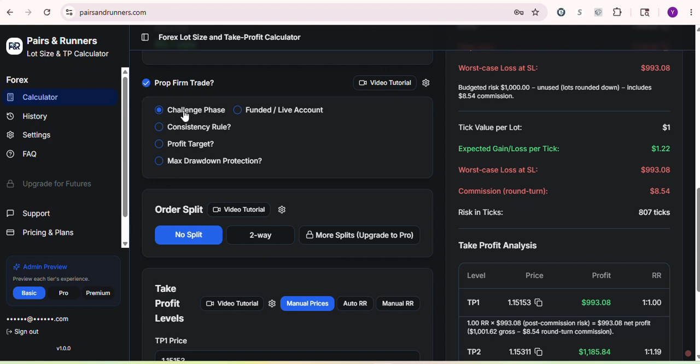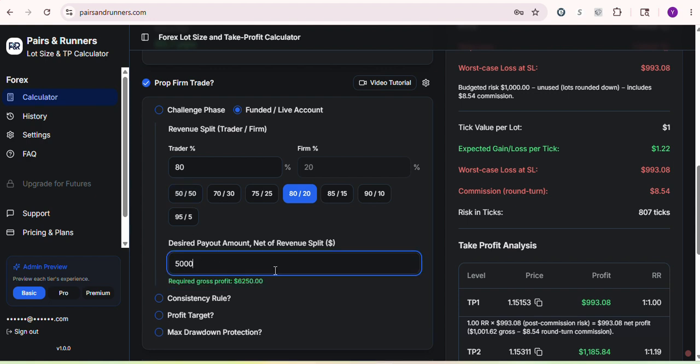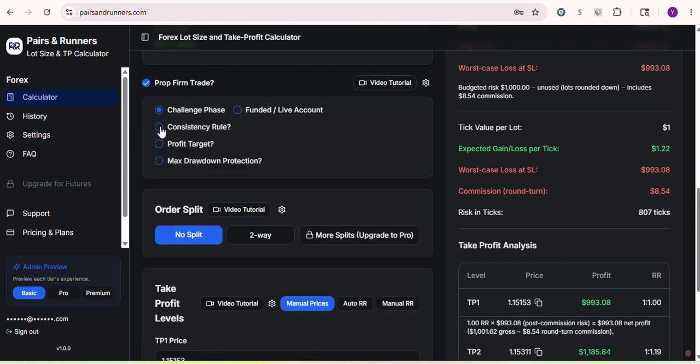And first item is challenge phase or funded live. And if you go funded live, it'll offer you the opportunity to choose your share of the profits for when you get a payout. And then you can put in your desired payout, and it'll tell you how much you need to have gross profit in order to achieve your percentage split. So we change this to 75-25. The changes down here, 70-30, 50-50, etc. Okay, I'm going to go back to challenge phase for simplicity.